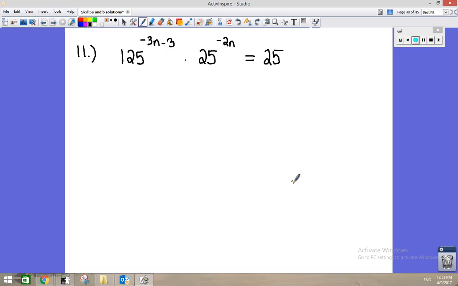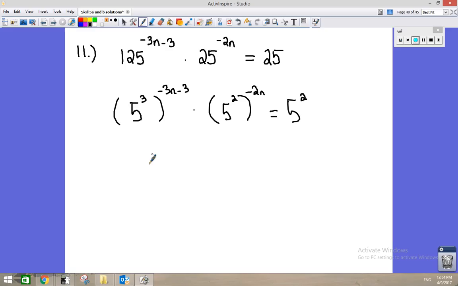We can rewrite these values with a base of 5. So this 125, it's being raised to this negative 3n minus 3. I can rewrite 125 as 5 to the 3rd power. I can rewrite 25 as 5 squared. And I can do it over here.